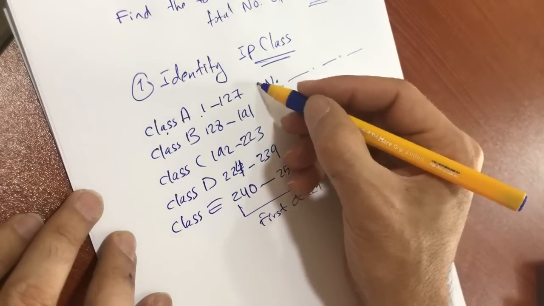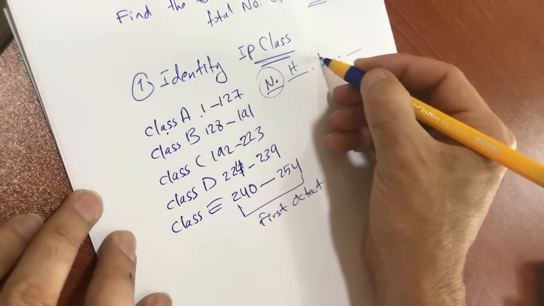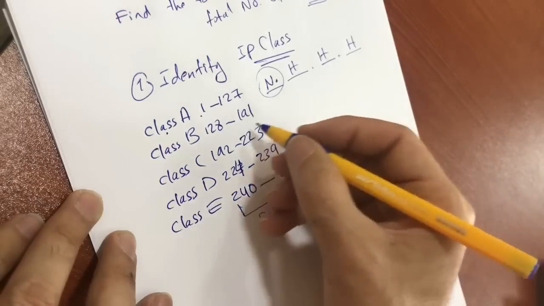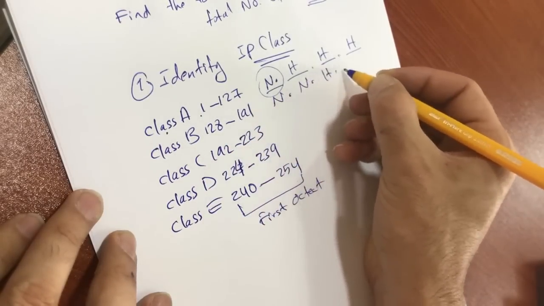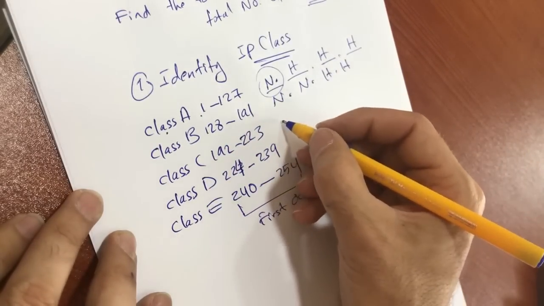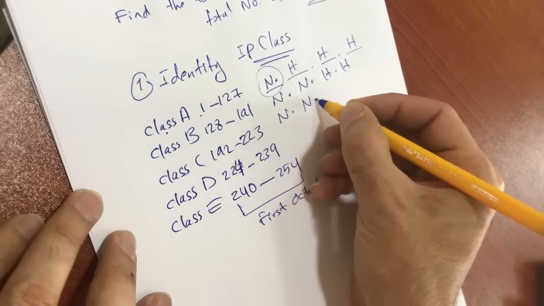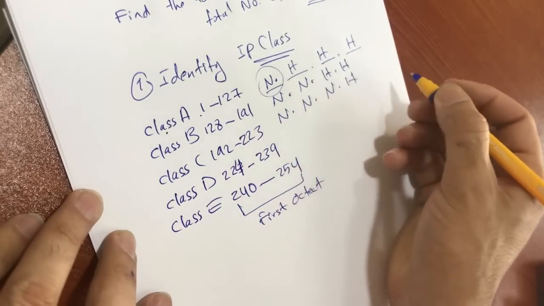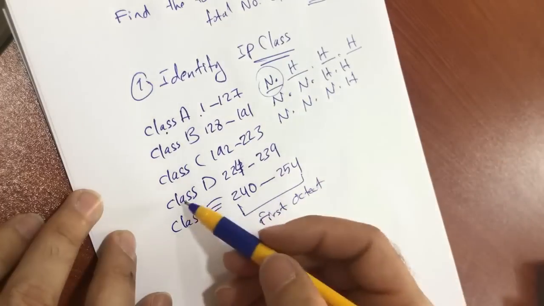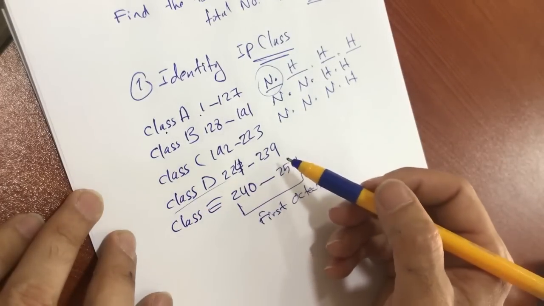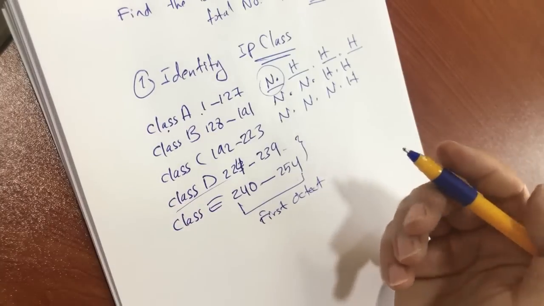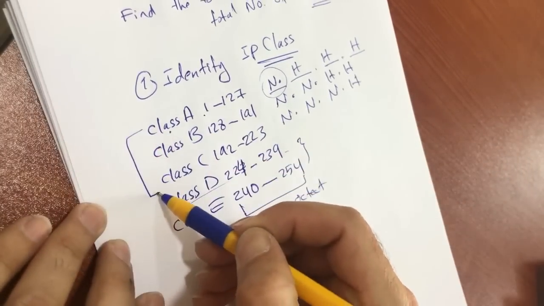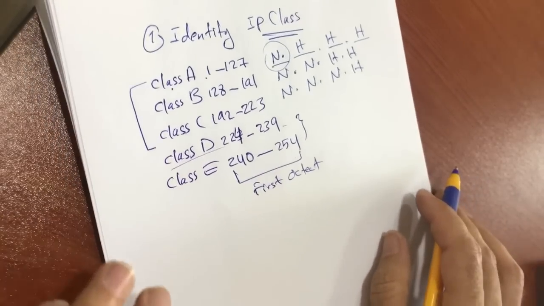We have one network portion, and the rest will be for the host. In class B we have 2 network and 2 hosts. In class C we have 3 network and 1 host. Class D is used for video streaming and broadcasting, and this node does not use it frequently, so our focus will be on these 3 classes.